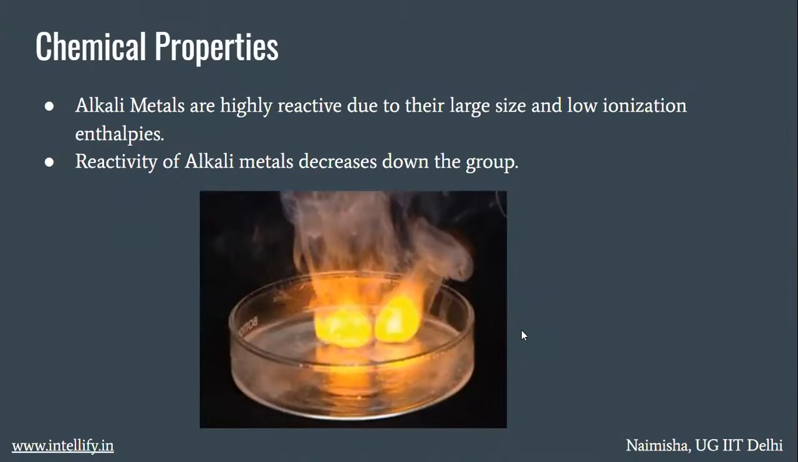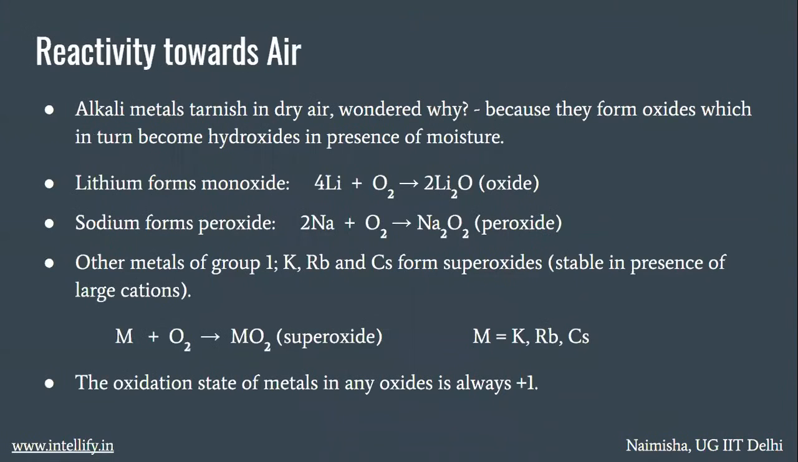Next, we discuss chemical properties of alkali metals. Alkali metals are highly reactive due to their large size and low ionization enthalpies. Reactivity of alkali metals increases down the group. Alkali metals tarnish in dry air. Ever wonder why? Because they form oxides which in turn become hydroxides in presence of moisture. Lithium forms monoxide, sodium forms peroxide, while other elements of group 1 form superoxides.